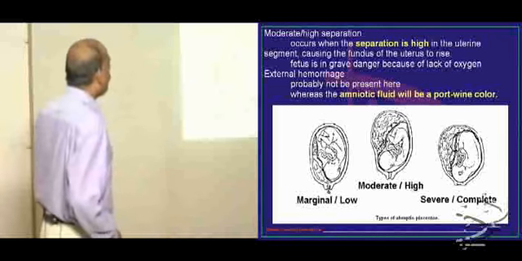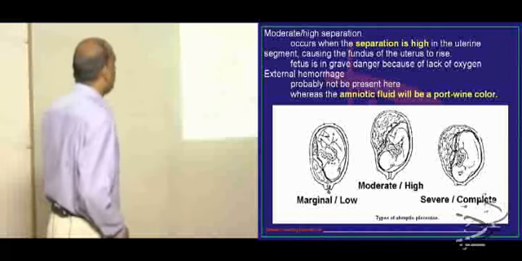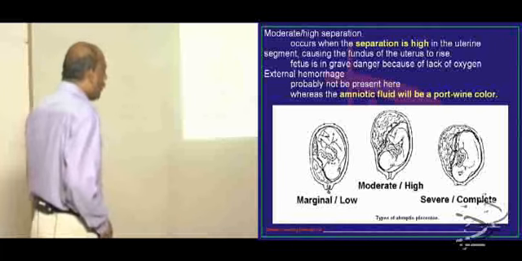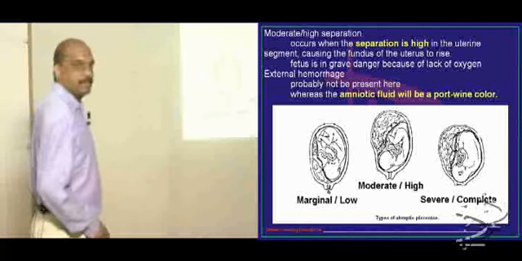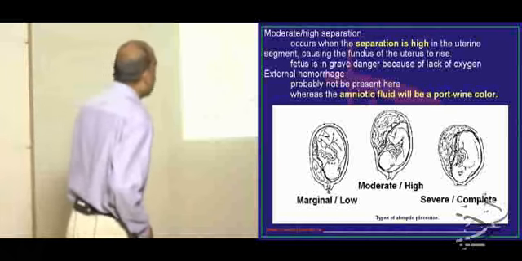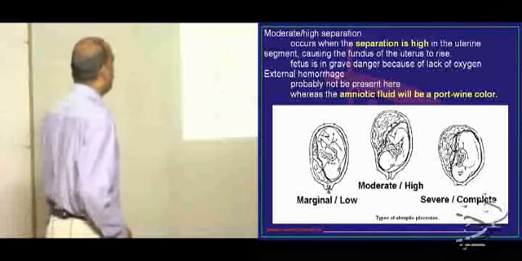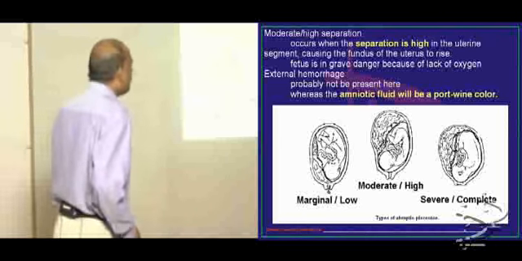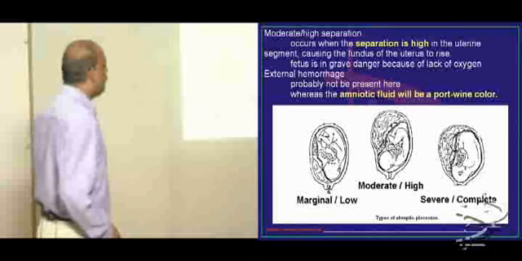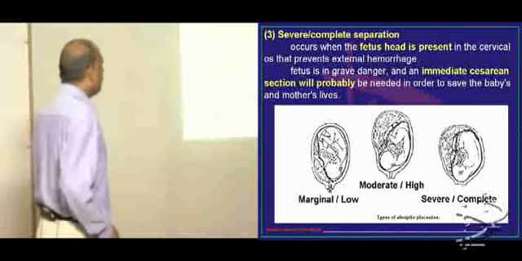But in the case of the moderate or high separation type of abruptio placentae, there is a block of that outlet by the fetus itself. Hence the bleed cannot come out, and the fetus is in grave danger because of the lack of oxygen in this given situation. Then the third important type is where external hemorrhage probably will not be there. The third type is complete separation.